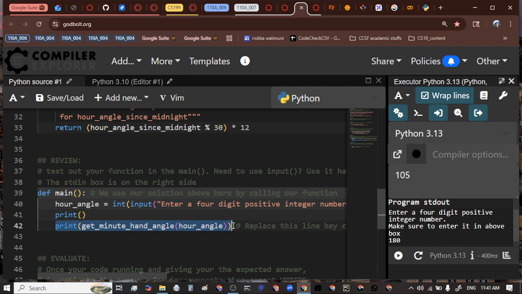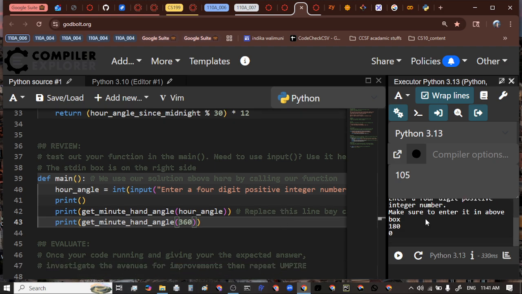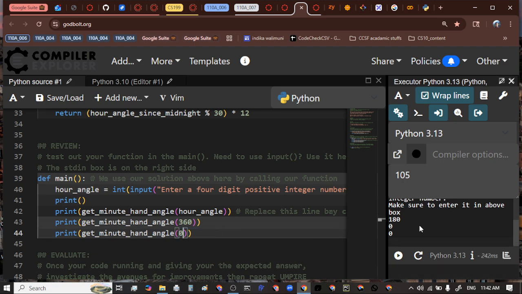Let's call for 360. For 360, I should get 0, because it's a full round, so the minute hand is at 0. Let's put 0 as well. That's also 0.